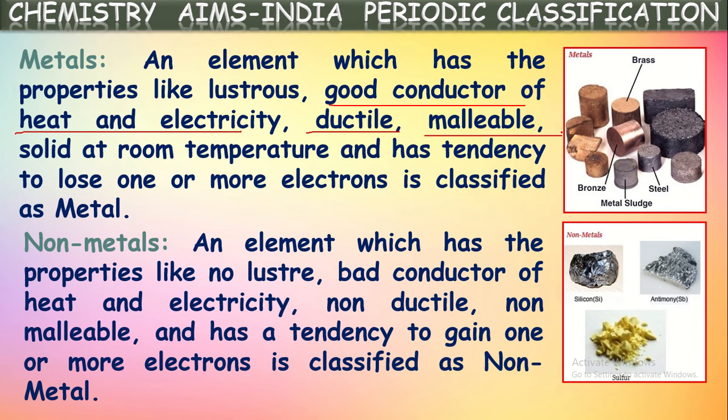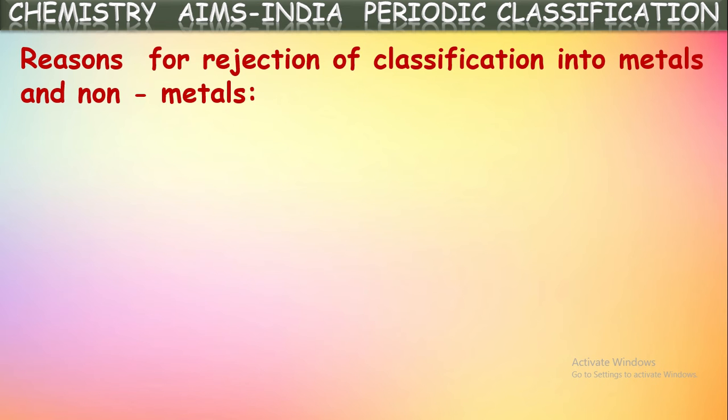For example, carbon, sulfur, nitrogen, oxygen, hydrogen, these all elements exhibit these properties, hence they are classified as non-metals. Okay, in this way he classified elements into two batches, but this classification was rejected because of certain limitations. So what are the reasons for the rejection of this classification which was done by Lavoisier into metals and non-metals? Let us see here.